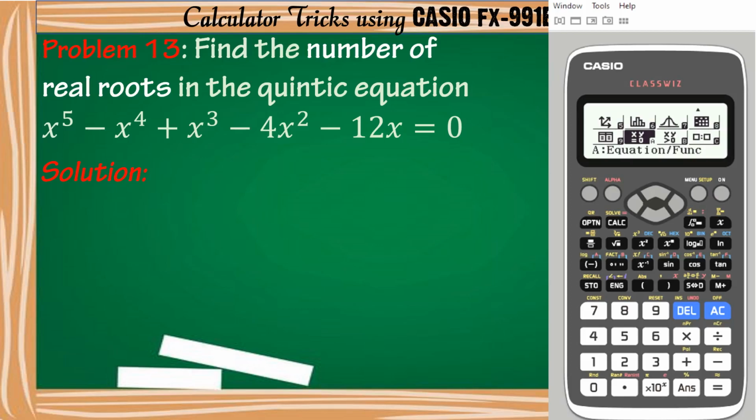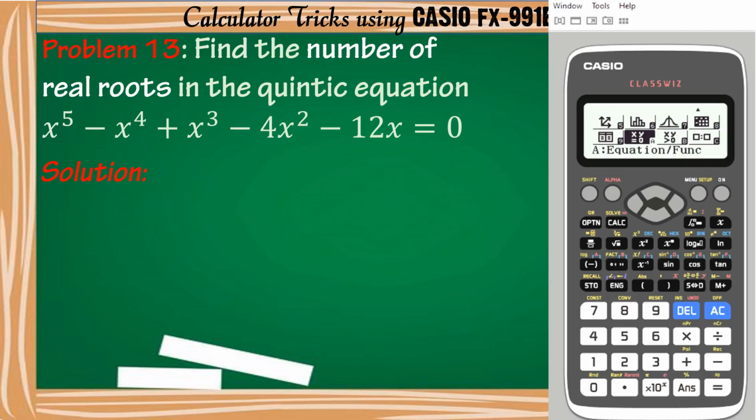We can solve this manually using synthetic division. But using calculator, if you remember, it is limited in solving equation in one variable up to 4th degree only. So, how can we solve it? If you have noticed that in the given, there is a common factor in the equation, which is x. So, the common factor is x. Remember that the user is still the brain of the calculator.